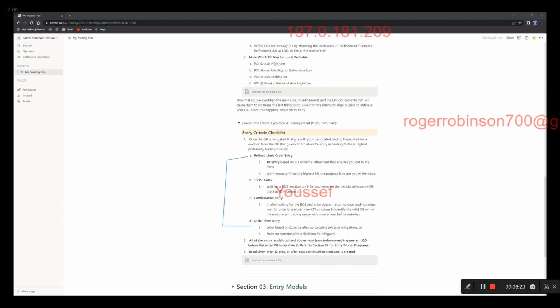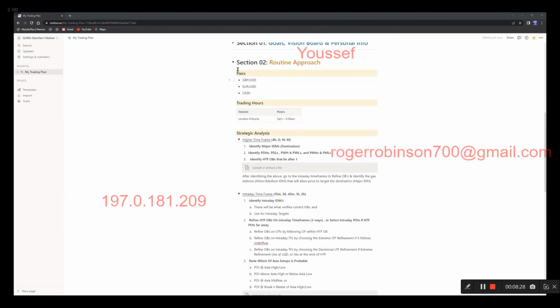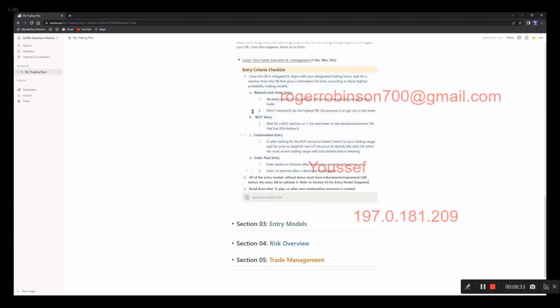All right, perfect. So this is going to be your routine approach. Again, as you can see, very extensive, but it all has to make sense. This is your whole top-down analysis setup approach, right? Your entry criteria checklist, everything, right? And you can upload files that are going to show you pictures. I would encourage you guys to do so.